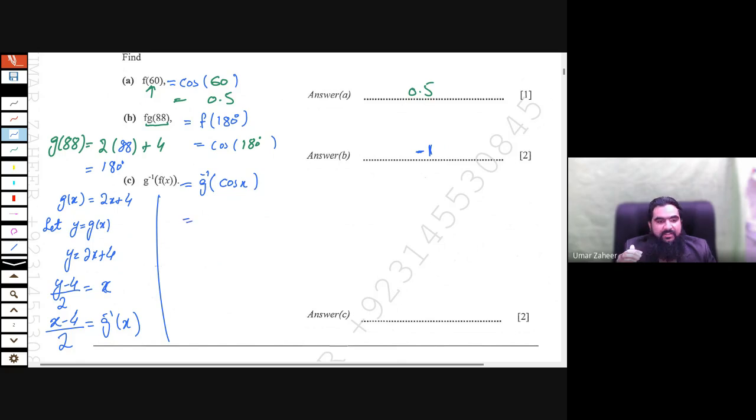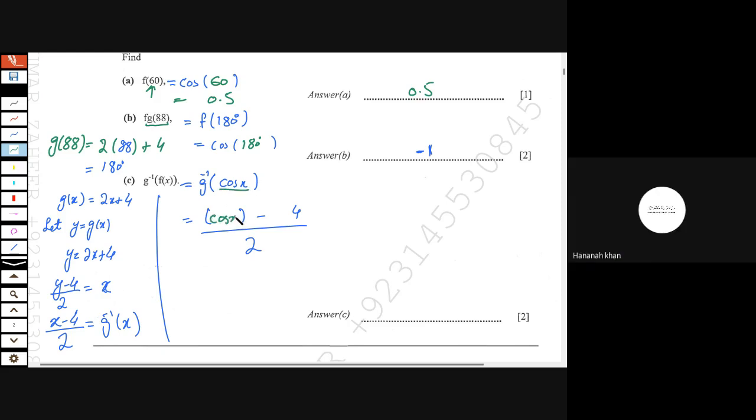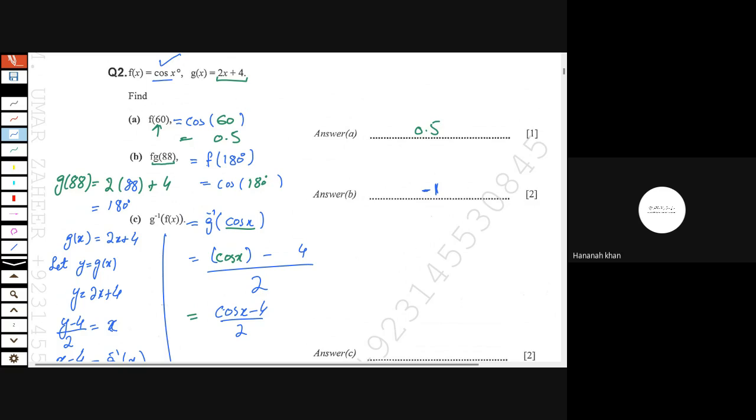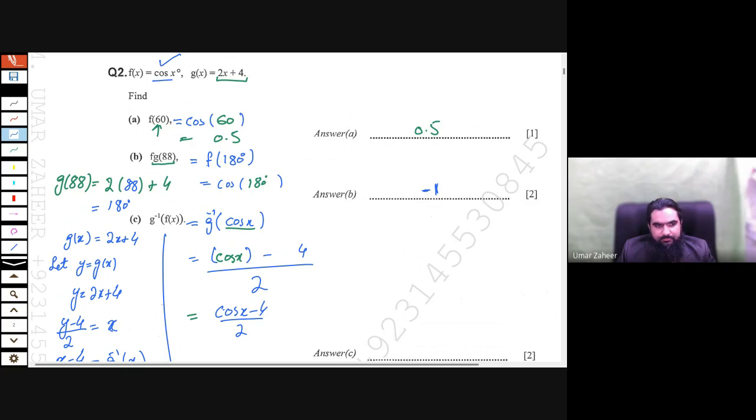Now look here, the inverse function is applied, g inverse. Basically, g inverse itself is a function. So g inverse is applying, and the g inverse is (x minus 4) divided by 2. And at the place of x, I will substitute cos x. So the final answer is (cos x minus 4) divided by 2.